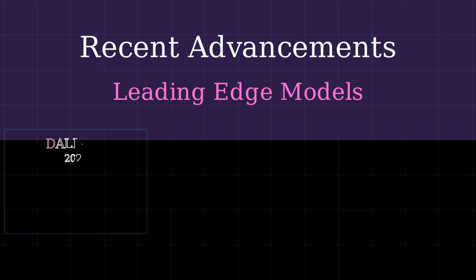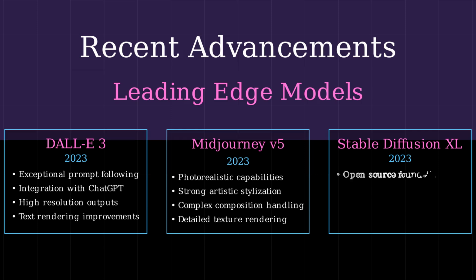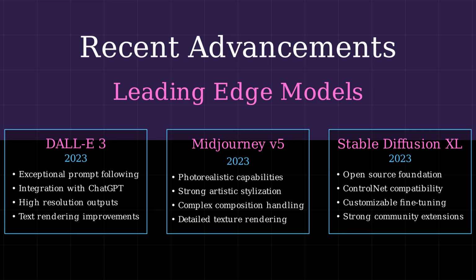Models like DALL-E 3, Midjourney version 5, and Stable Diffusion XL represent significant improvements in image quality and prompt adherence compared to earlier versions. As text-to-image AI continues its rapid evolution, these advancements are opening new possibilities for creative expression and practical applications. Text-to-image AI has revolutionized multiple industries with its ability to generate visual content from simple text descriptions.